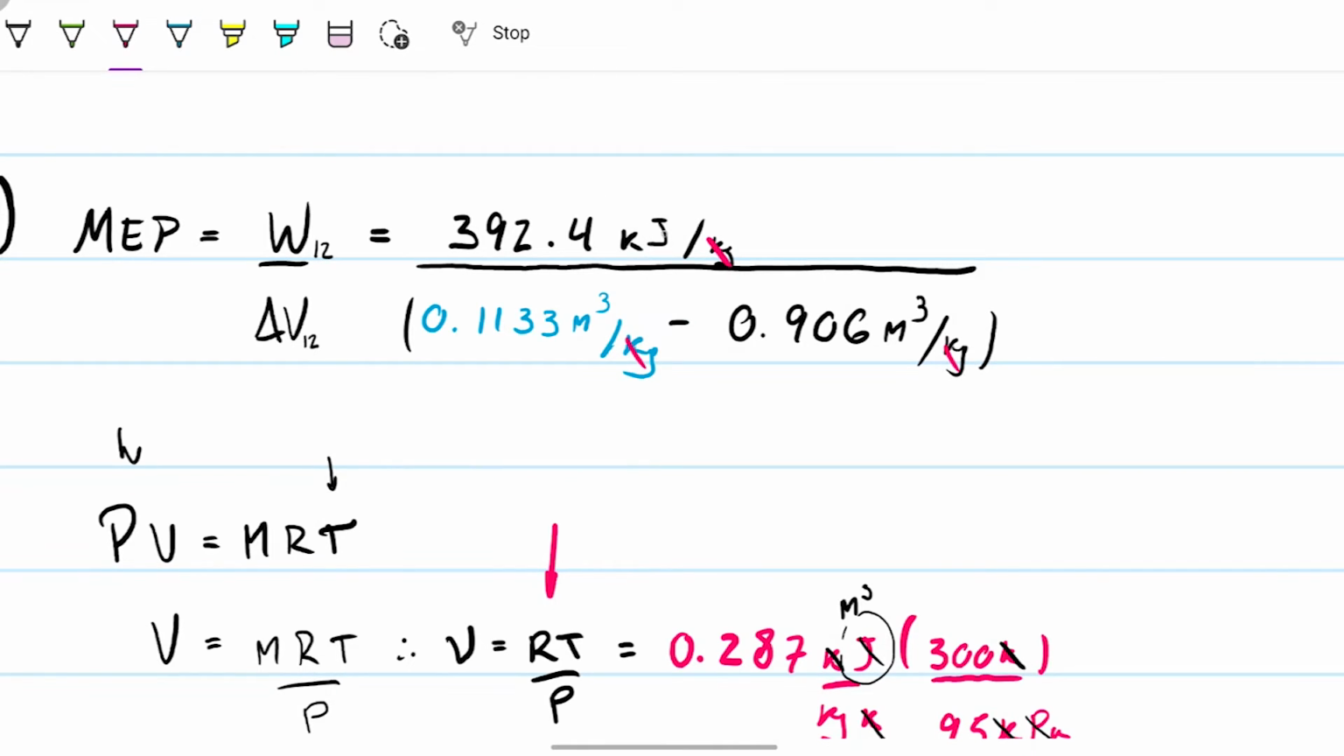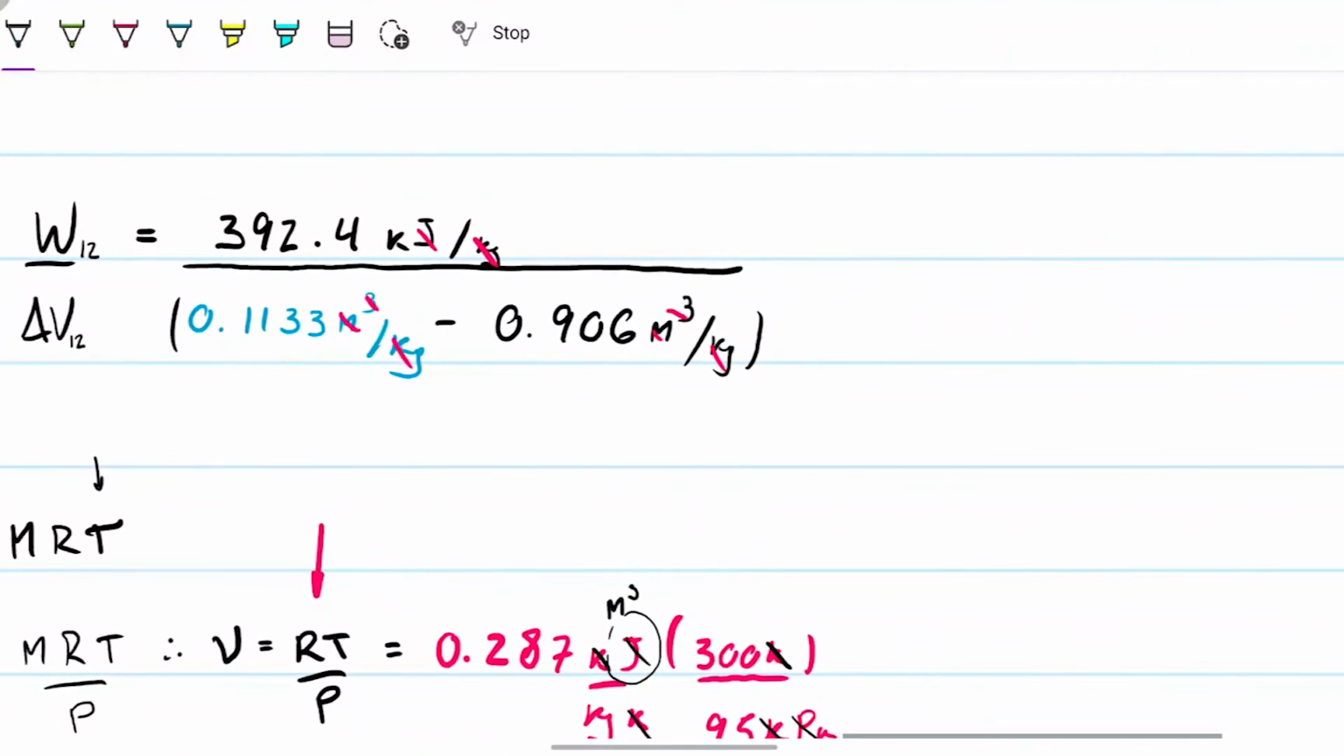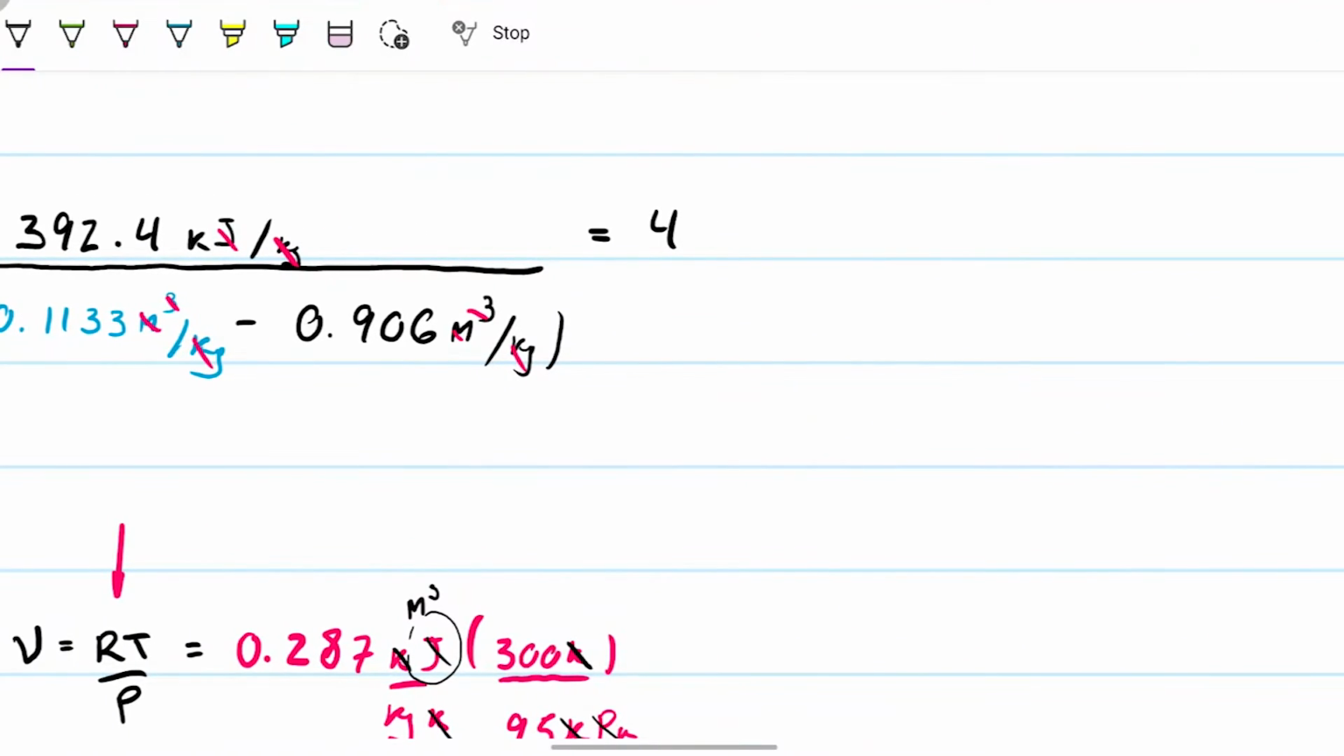And then the same thing happens, right? The joules and the meters cubed, so that's going to be left with pressure. It's going to be in kilopascals. So this turns out to be, what is my mean effective pressure? 495 kilopascals.